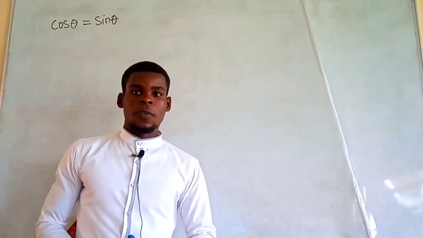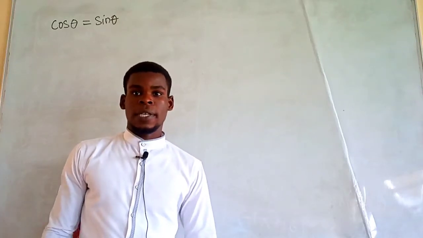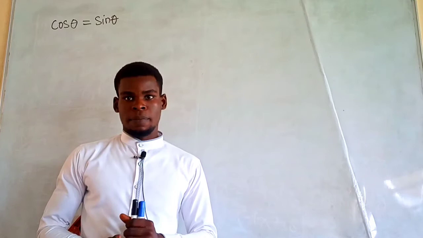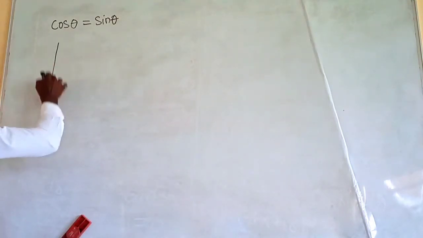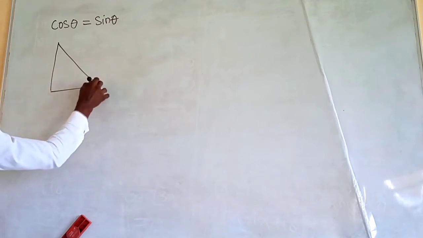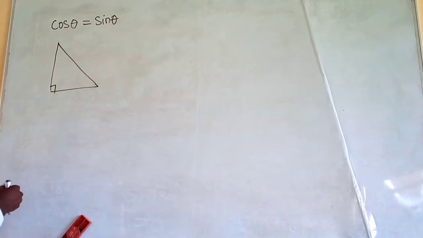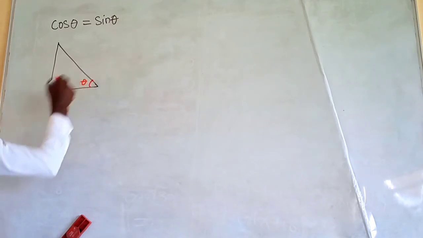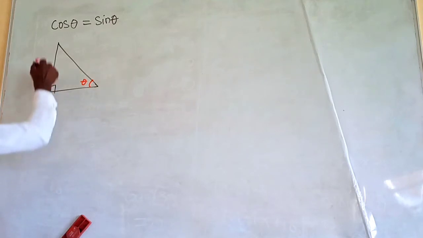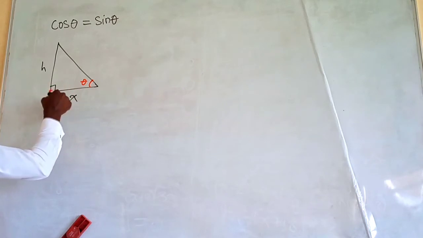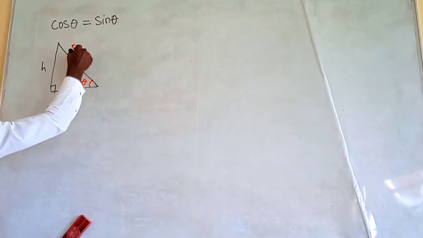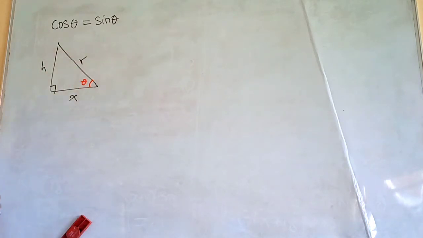Now in this video, we want to find the angle theta such that sine theta and cosine theta will be the same. Now, considering a right angle triangle, right angle at that point, let this be our angle theta, and let h denote the opposite to the angle, and let x denote the adjacent side, and let r denote the longest side as the hypotenuse.